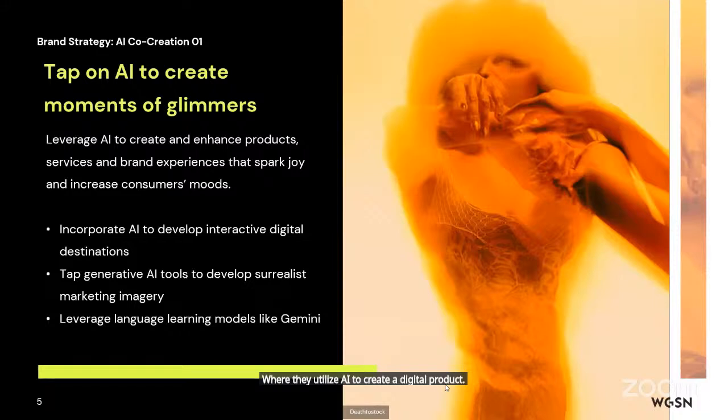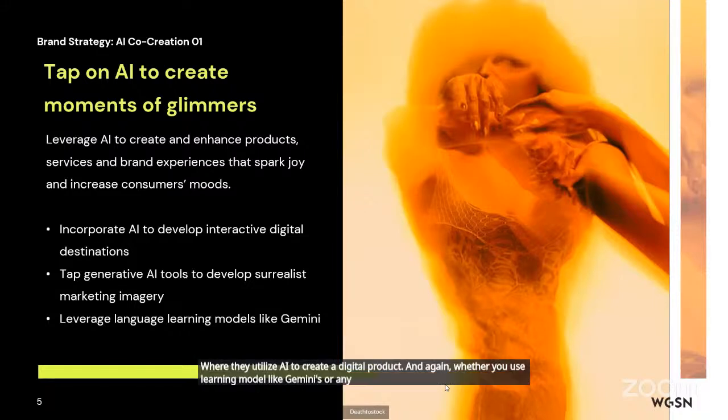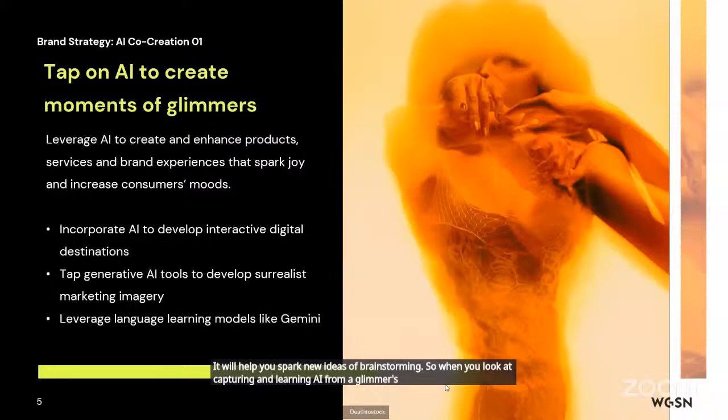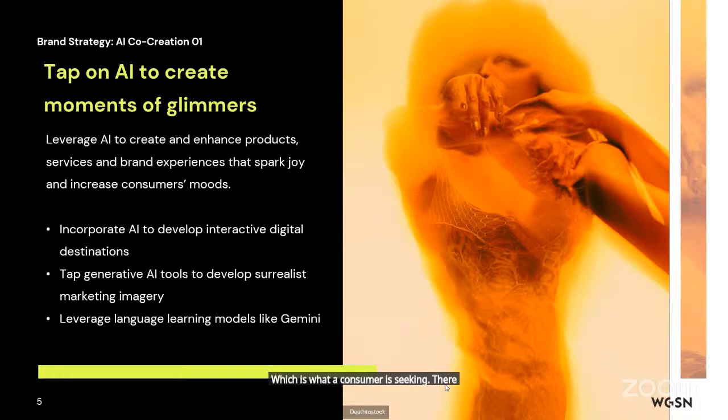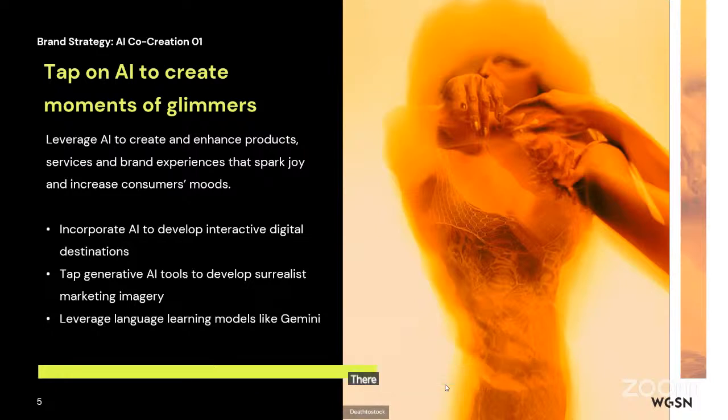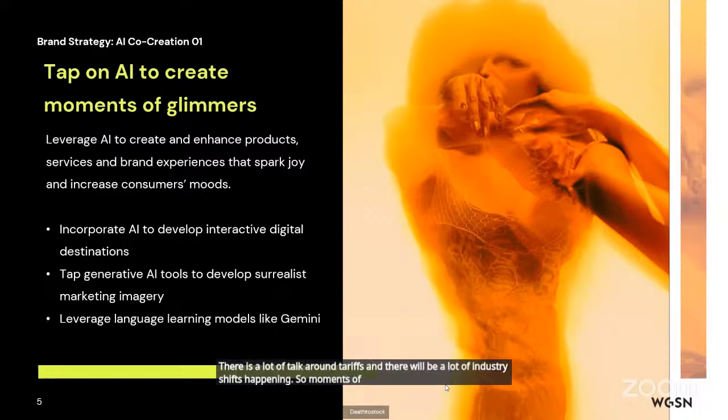And again, whether you use a learning model like Gemini or any other Google AI model or any other OpenAI platform, it'll help you spark new ideas or brainstorming. So when you look at capturing and learning AI from a glimmers point of view, you always end up creating moments of joy, which is what the consumer is seeking. There have been a lot of tough times in the past few years due to COVID, etc. Now there is a lot of talk around tariffs, and there will be a lot of industry shifts happening. So moments of joy is where the consumer mood is. If you can create those moments of glimmers as a brand, it will work for brand engagement, it will work for sales, it will also work for consumer loyalty.